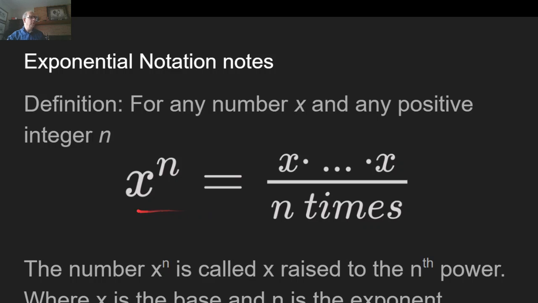So the book, remember, says if I have a number x raised to a power n, I'm going to write it x times x times x times x times x, etc., n number of times. So x to the n is called x raised to the nth power, or the power of n, where x is the base and n is the exponent.